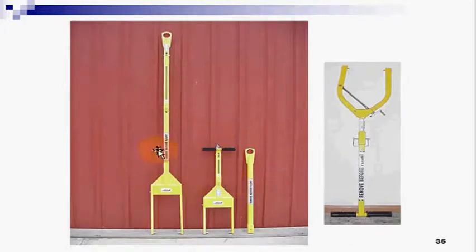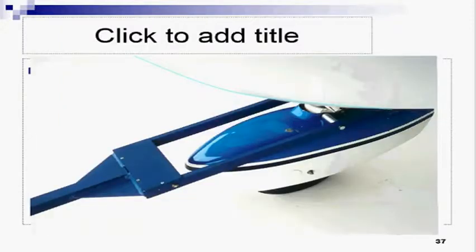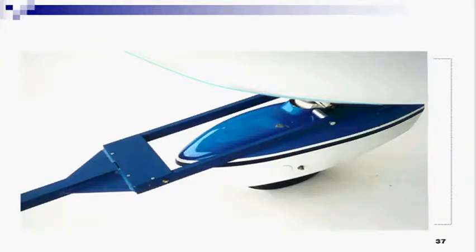This is the manual tow bar. Here are some examples of the manual tow bar which could be used for towing a light aircraft, not a heavy aircraft or a commercial transport aircraft. Here is an example where you can attach the towing arm or the tow bar.